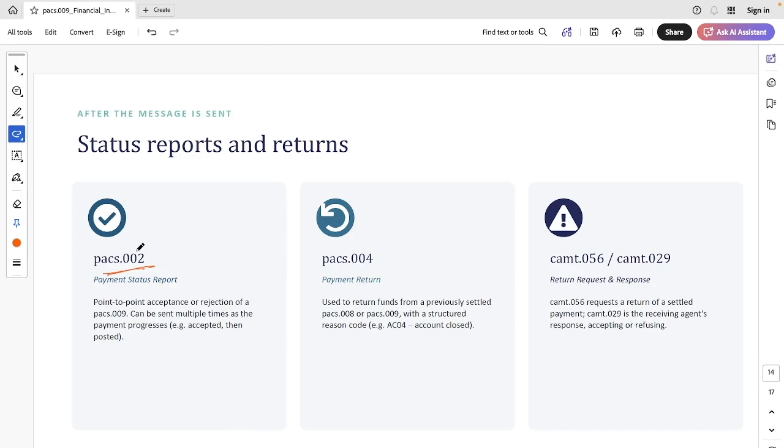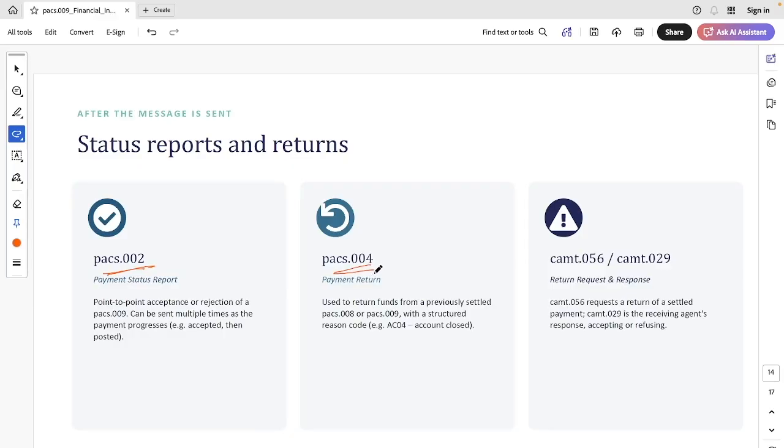This we have already seen in the starting slide. For example, Bank A sends pacs.009 to Bank B. Bank B checks the message. If everything is correct, Bank B may send a pacs.002 with an accepted status. And if something has gone wrong, such as an invalid BIC, incorrect settlement date, or compliance issue, Bank B may send a rejection status.